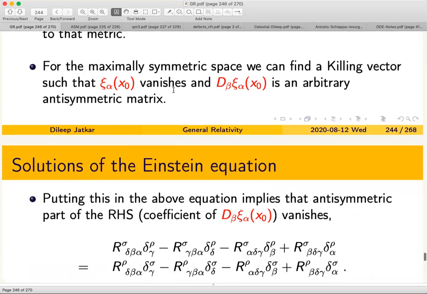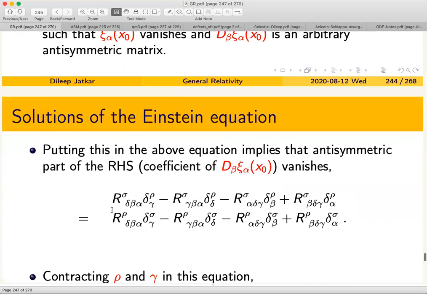Therefore we will state this equation as this being equal to the same expression with gamma and delta swapped, and looks like I haven't done that. I'm sorry for this.